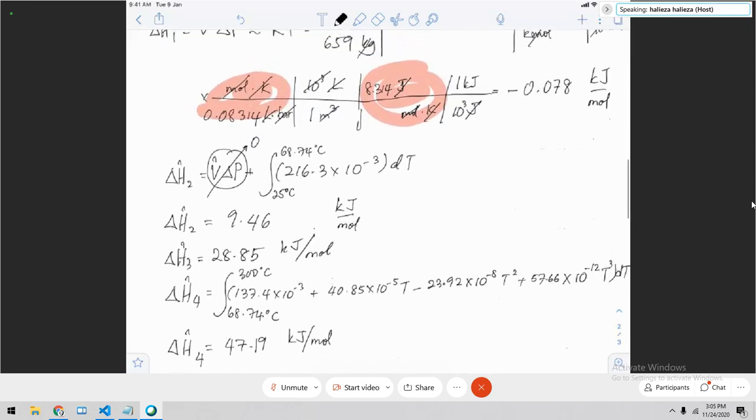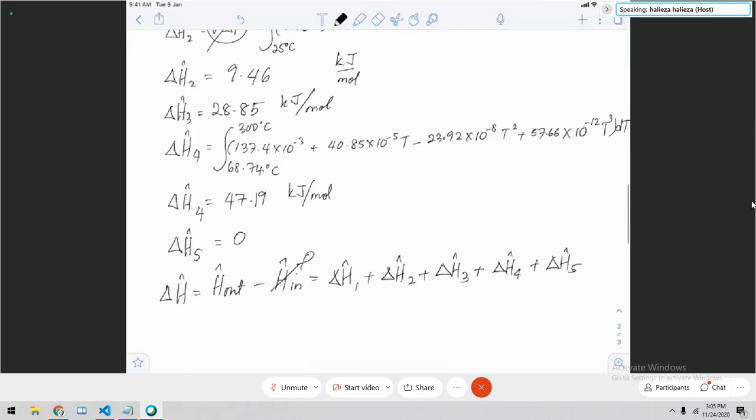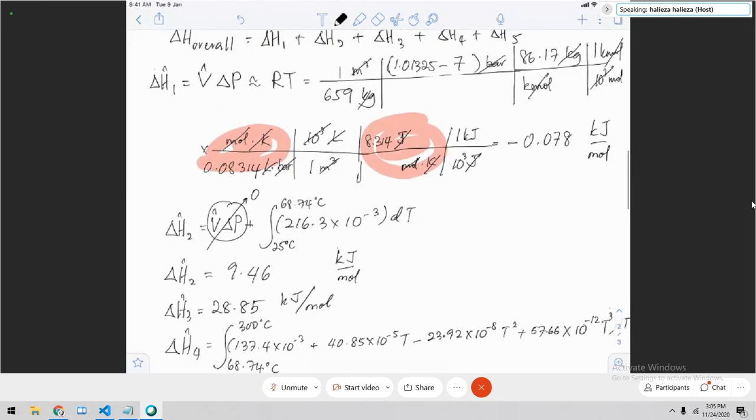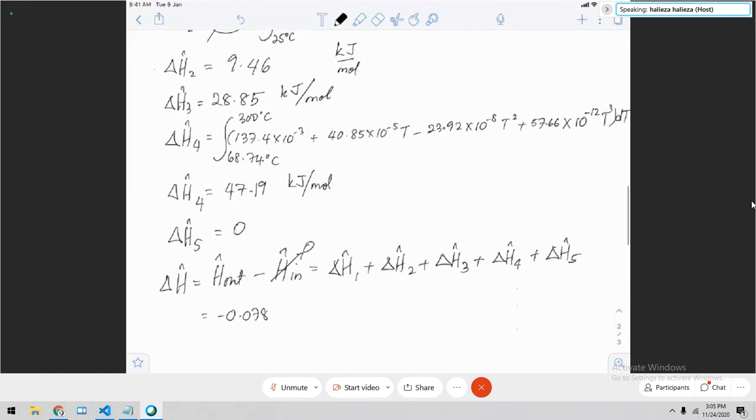Delta H1 is 0 minus 0.078. Make sure the units are all the same. H2 is equal to 9.46. H3, 28.85. Remember, we got that from the latent heat in appendix B1. H4, 47.19. And H5, 0, the change in enthalpy at step number 5. So altogether, when you sum it up, what is your answer? In kilojoules per mole.